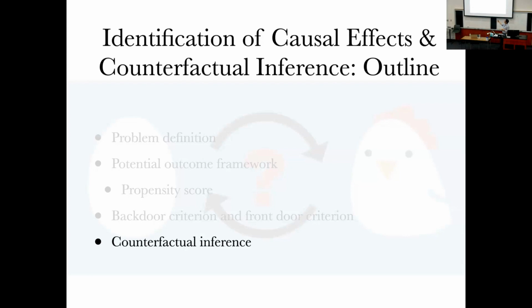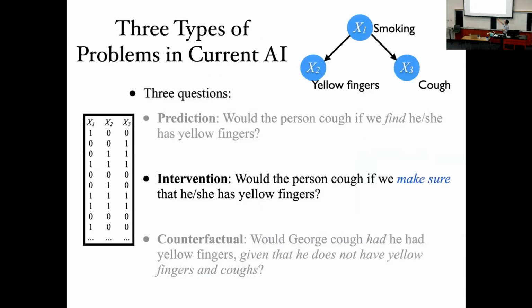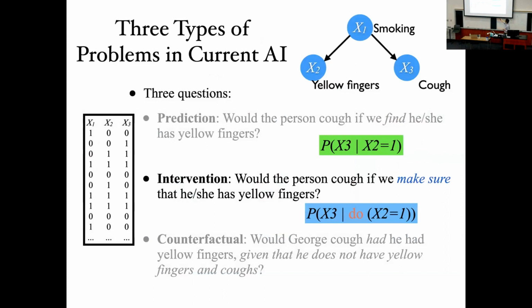Now let's look at the following problem. You look at the picture before. Now we want to see how to do counterfactual reasoning here. You are given something, and then you want to say something about a variable of interest, say x3, given the intervention on x2. Remember the question. We observe George does not have yellow fingers and coughs. We observe that. And then you want to see, would George cough had he had yellow fingers?